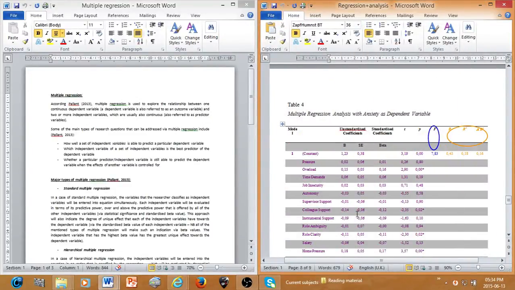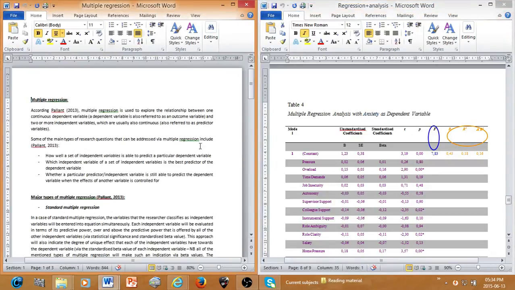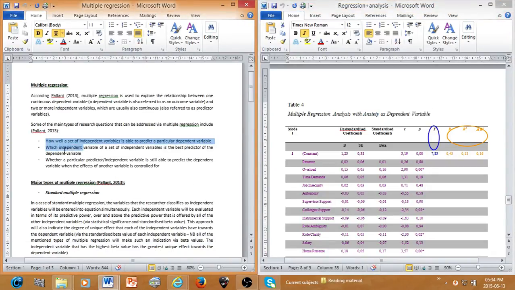Okay, so over here we've got another example of multiple regression, and we're busy analyzing the table. They say that the dependent variable is anxiety, and we're going to strive to evaluate each of the research questions that multiple regression can be used to answer. The first question is how well a set of independent variables is able to predict a particular dependent variable.